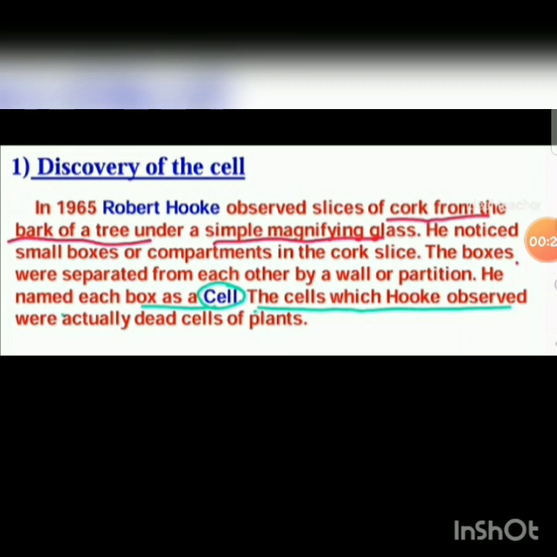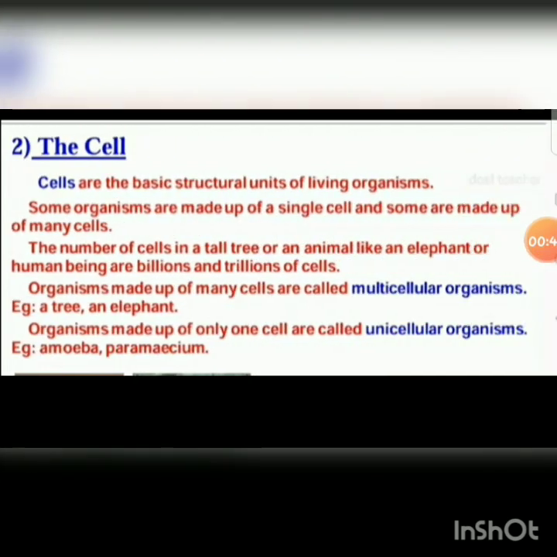So what did he name each box? Cell. And who discovered this cell? Robert Hooke. The cells which Hooke observed were actually dead cells of plants. The cell is the basic structural unit of living organisms. Some organisms are made up of a single cell and some are made up of many cells.